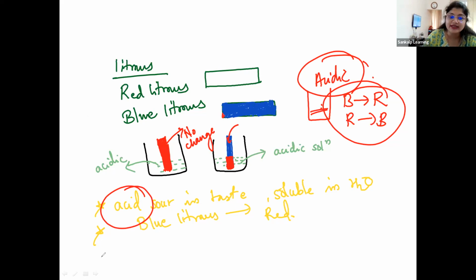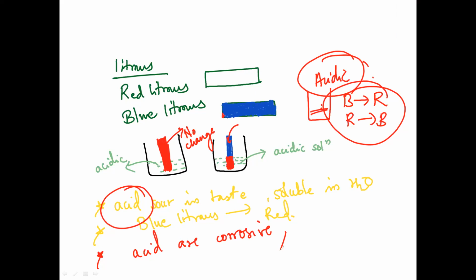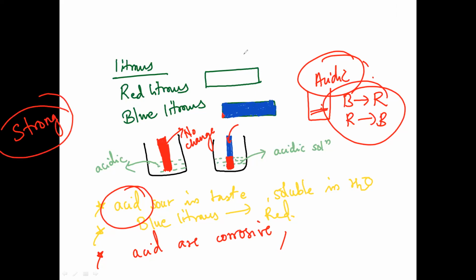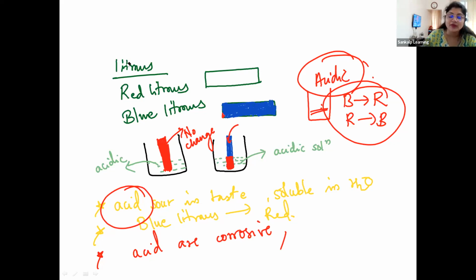And the next property is that acids are corrosive in nature. That is, they are very harmful. They may damage your skin and your clothes. All acids, strong acids, concentrated acids, are highly corrosive. They can cause severe injuries, like burns on the clothes and your skin.